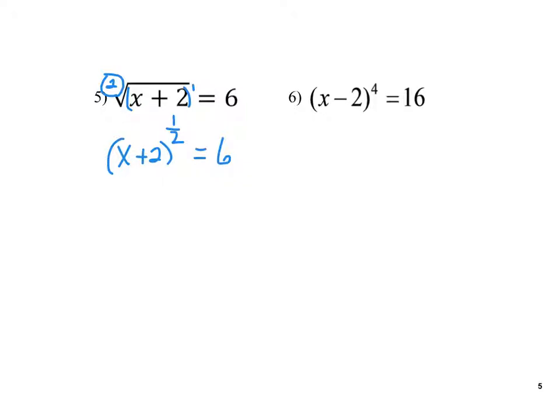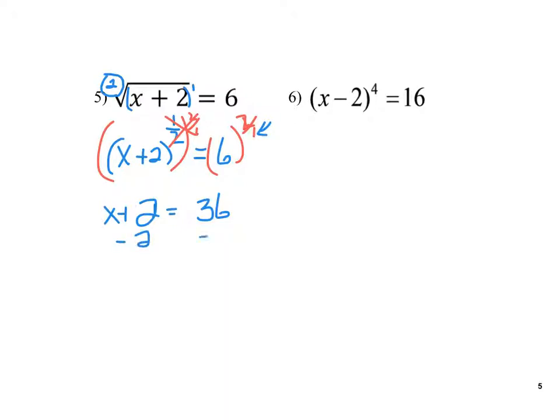So then all I have to do is flip my exponent. 2 over 1. These cancel themselves out, and I'm left with x plus 2. And then 6 squared is 36. I asked myself, is this even? No, so it stays 36, and I just solve whatever equation shows up. So subtract my 2, and x is 34.